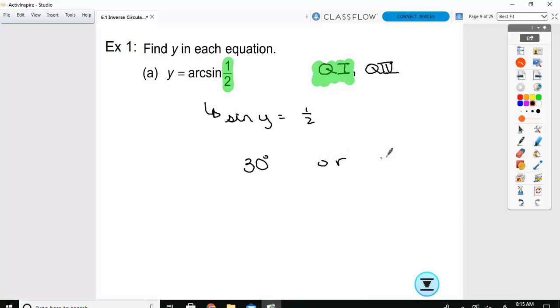If I asked for it in radians, what would that have been? Pi over 6. I will specify in the directions which one I wanted. I could ask for either. You will not have to just list both. I'll say either degrees or radians. So that is my answer.